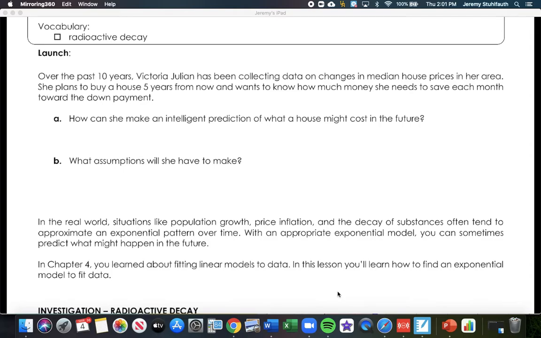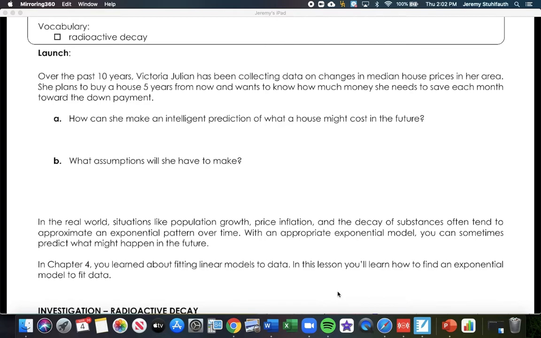So in the warm-up, it says, over the last 10 years, Victoria Julian has been collecting data on changes in median house prices in her area. She plans to buy a house 5 years from now and wants to know how much money she needs to save each month toward the down payment. First question is, how can she make an intelligent prediction of what a house might cost in the future?